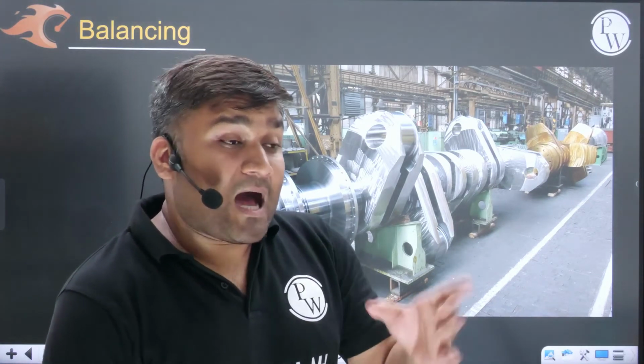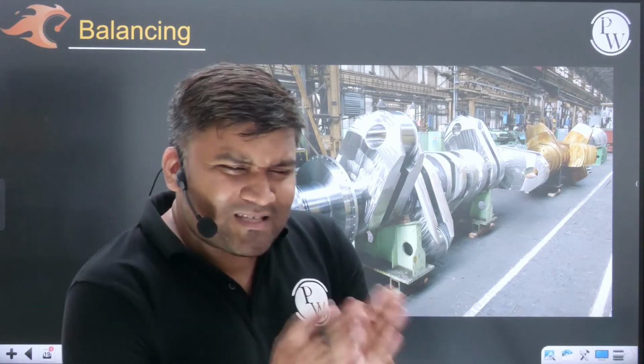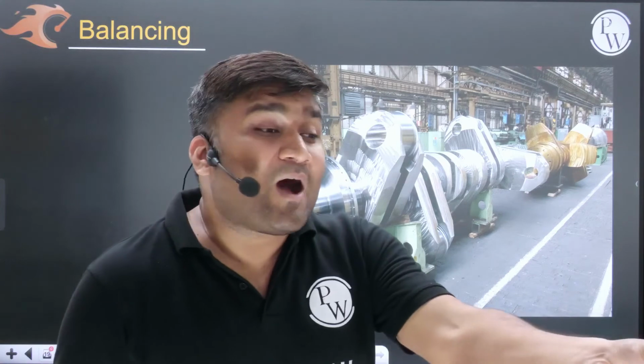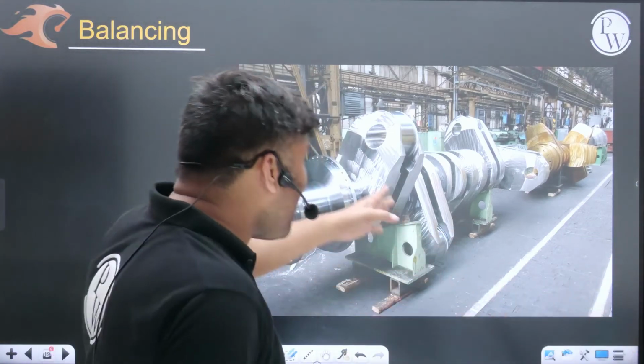He is not B.Tech, but he knows everything about the engine. Ask him, "Bhaiya, please show me. You are repairing this car. Please, ek baar, show me how this crankshaft looks." And then he will show you the crankshaft. Crankshaft looks something like this.